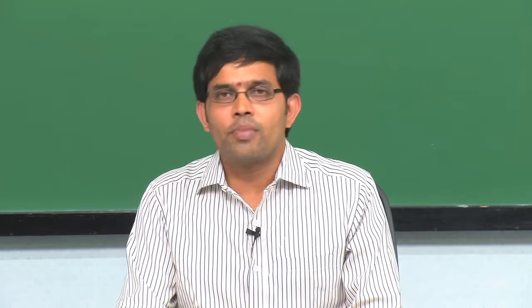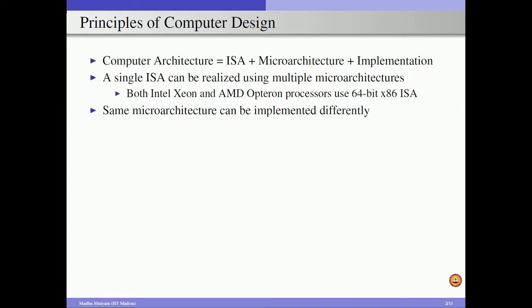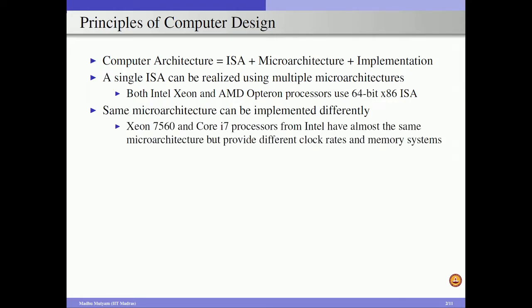And now the second point is, once a microarchitecture is fixed, it can be implemented differently. An example is the Xeon 7560 and Core i7 processors from Intel. Both have almost the same microarchitecture, but their implementations are different. When I say implementations are different, they may clock at different frequencies and they may have different memory systems and so on.